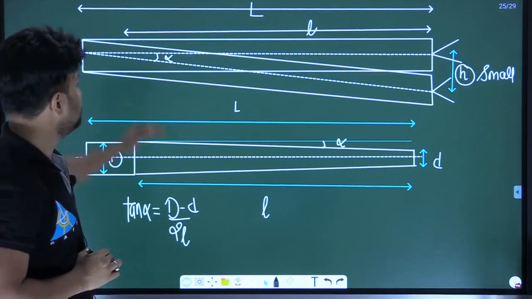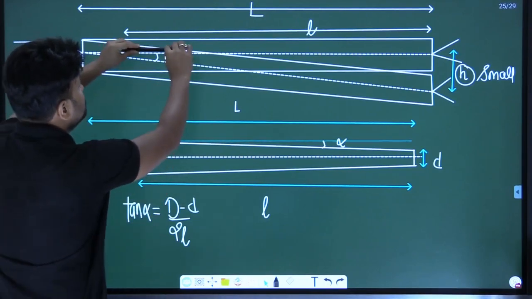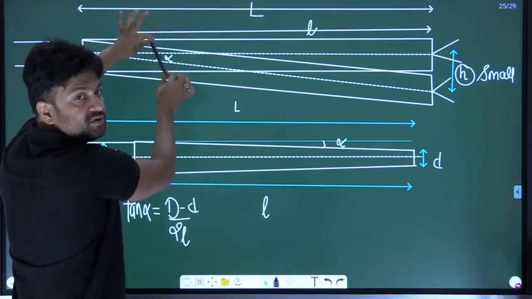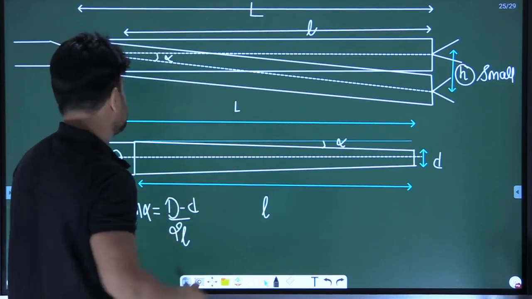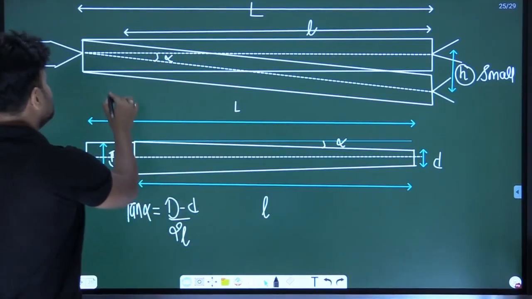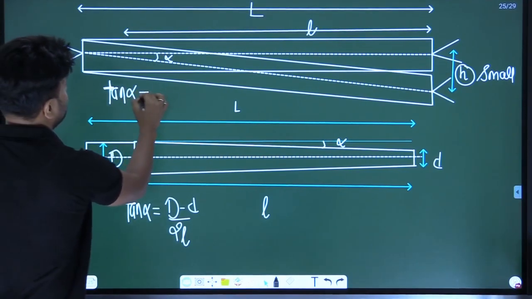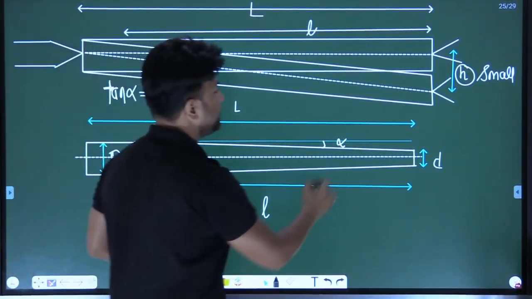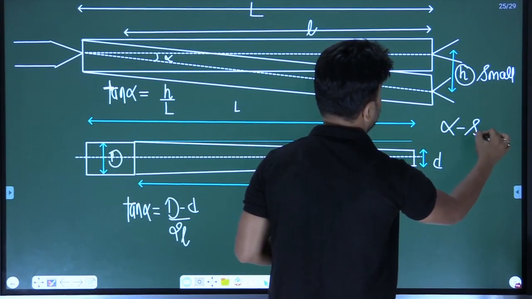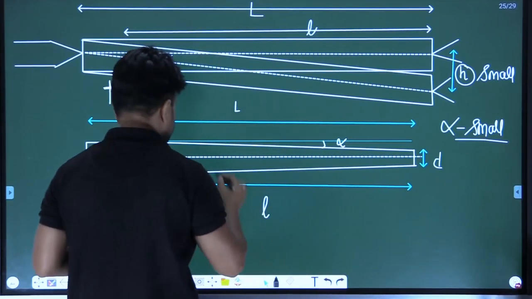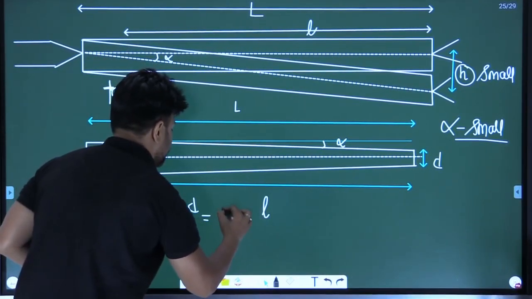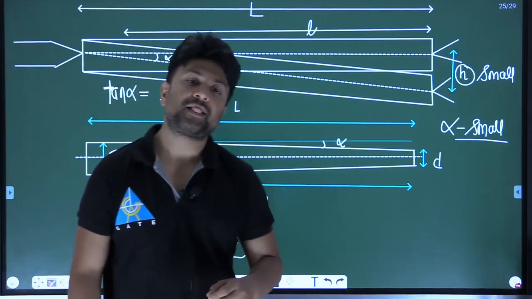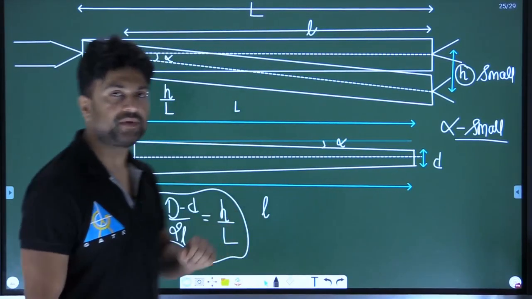This is the taper alpha. This is the offsetting height. This is a cone. Basically, once you offset, the half cone angle alpha is generated. About that, the workpiece will rotate and the cone is going to be produced. So this alpha is the same. According to that, tan alpha is H, the offsetting height, divided by capital L. As I told you, H is small, so generally alpha is small. So you can write tan alpha equals H by capital L. From that relation, you can find the offsetting height. Clear? I hope this is clear.